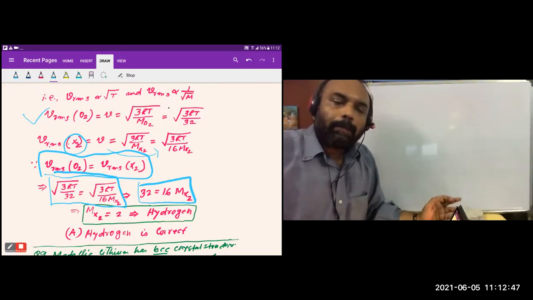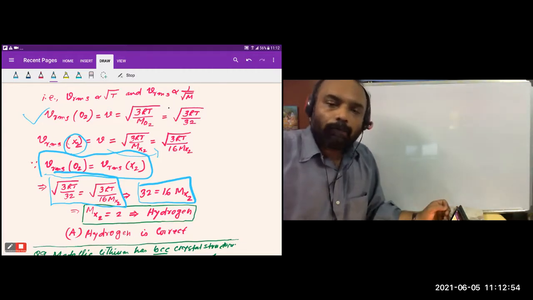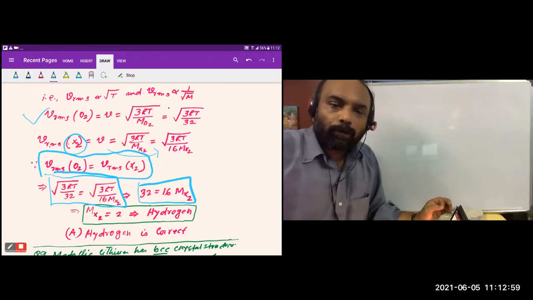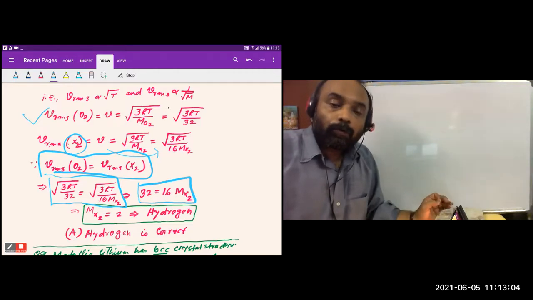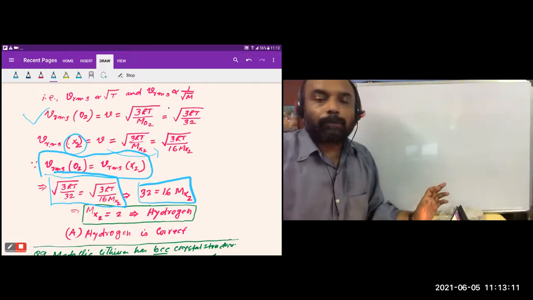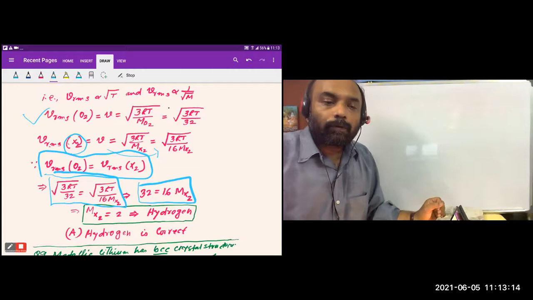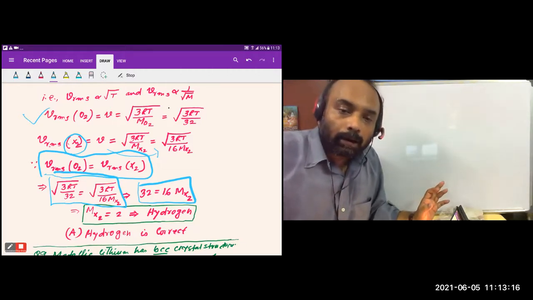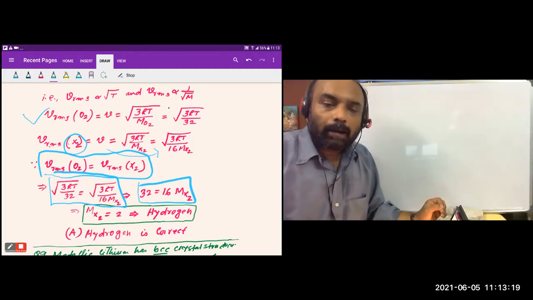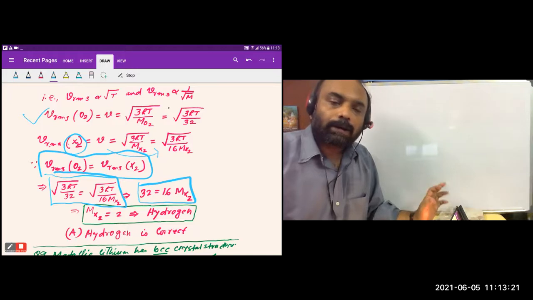Therefore, mx2 is equal to 2. That means the mass of the unknown molecule is 2. Which one has mass 2? Hydrogen gas molecule. Therefore, option A, which is hydrogen, is correct.